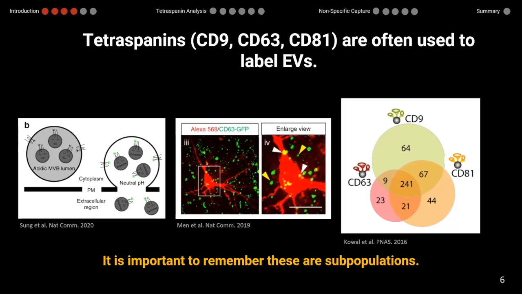However, I think a lot of people, when they read this, think of it as indicative of the entire population of all of our EVs. But if it is a subpopulation, we really don't know if there are functional differences between these subpopulations. Do EVs that carry CD63 always have the same function as those that do not carry it and carry CD9, for example? This really is something that affects all portions of the EV field.